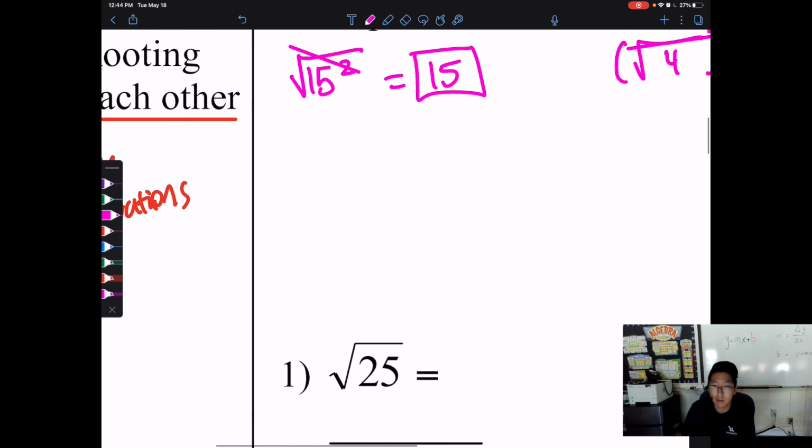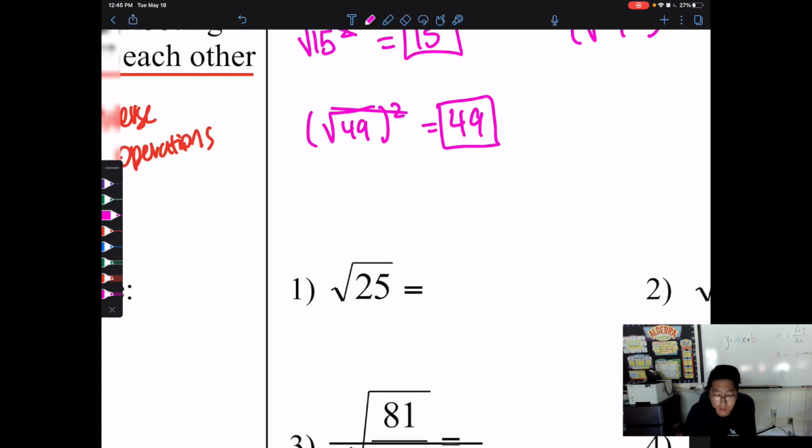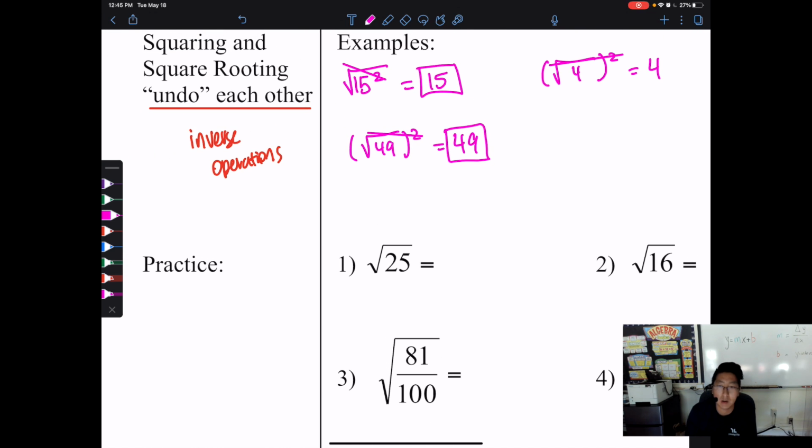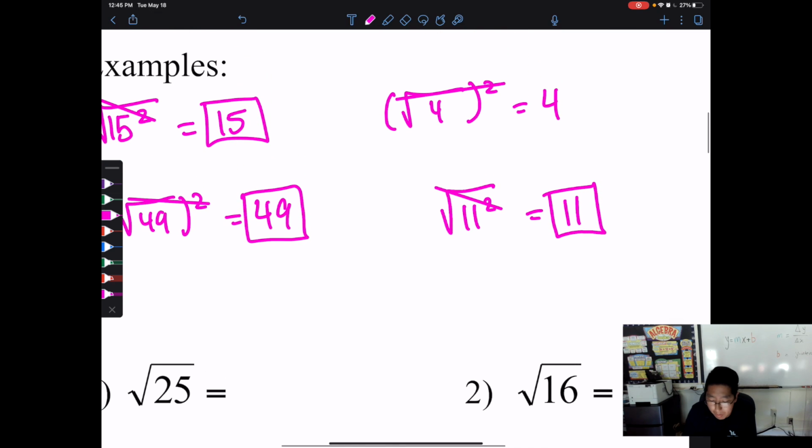Here, let's go over another example. The square root of 49 squared. This is the same thing as saying 49 times 49, right? And so here we can cancel these two out and we get 49. So it's undoing each other. It's the opposite, inverse operations. Okay, last example, square root of 11 squared. Well, a squared and a square root undo each other, so we're ending up with 11. Okay?